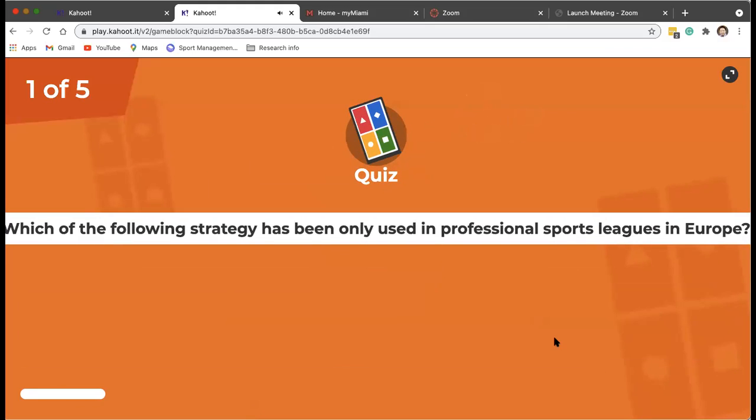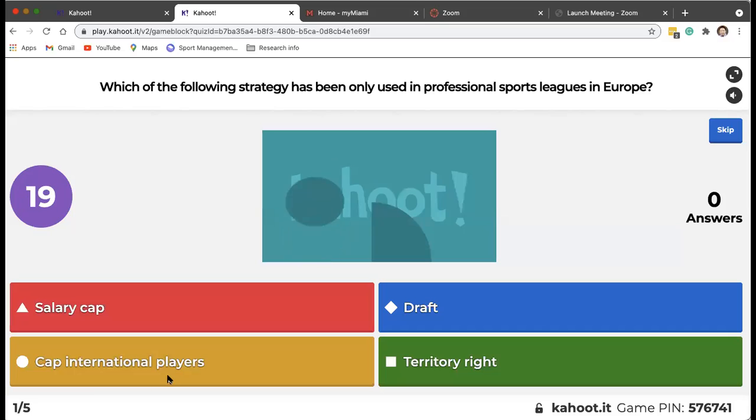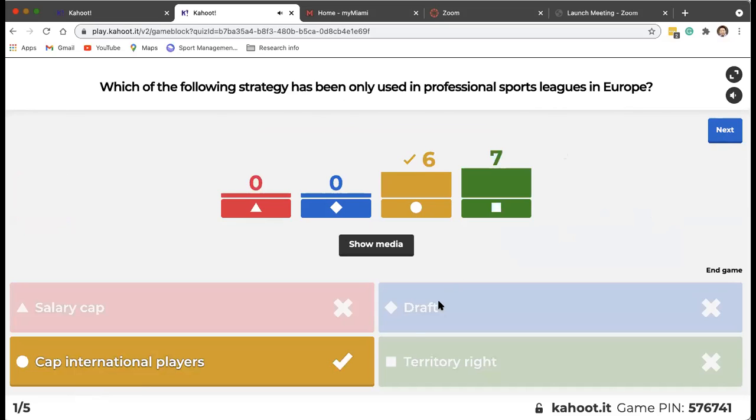Okay, first question. Which of the following strategies has only been utilized in professional sports leagues in Europe? You have 20 seconds. All right, all 13 answers have been collected. We've seen 6 students answer that correctly. Right, capping international players is the only strategy that has been utilized by professional sports leagues in Europe.